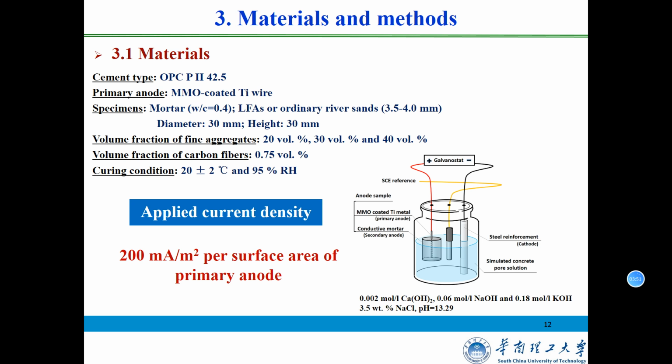This slide summarizes the raw materials used in this study. The volume fraction of fine aggregates was in the range of 20 to 14 volume percent, and the volume fraction of carbon fibers was fixed at 0.75 volume percent. After curing for 28 days, the mortar specimen together with the reinforcement was immersed in simulated concrete pore solution. For accelerating the acidification damage, 200 microampere per square meter was applied to the mortar specimen.